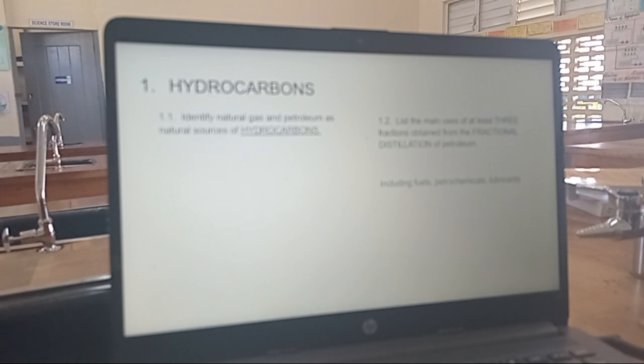Next up is our look at the cracking of petroleum fractions. All right, because we can break up the fractions obtained from crude oil distillation into smaller ones. So from fractional distillation, we obtain fractions from the crude oil. We can now use a process called cracking to break these even into smaller chain hydrocarbons. Why? The smaller hydrocarbons are more useful in today's world.